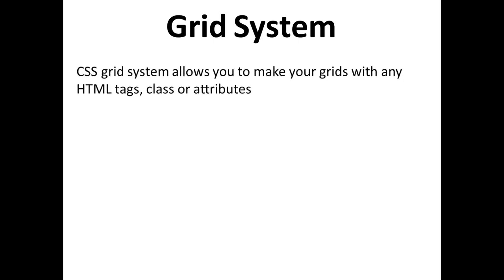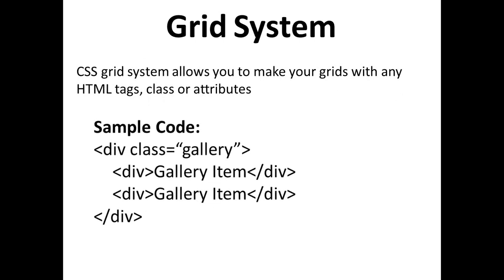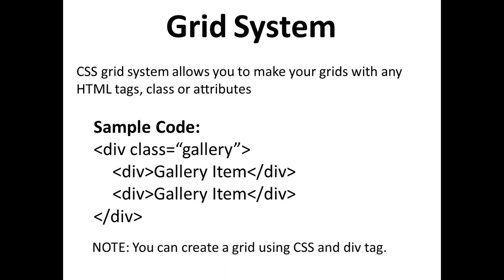Another way is that you can also create a grid system using HTML tags, classes, or attributes. For example, this one, div class gallery, then div gallery item, meaning to say you are to create 2 divs inside one page. By the way, the div tag is short for division tag. The div tag is used for dividing your page into different columns, and the division will depend on what you set in the CSS. Note that you can create a grid using CSS and the div tag. Okay, I will demonstrate to you later on how you will use the grid system using CSS and the div tag.